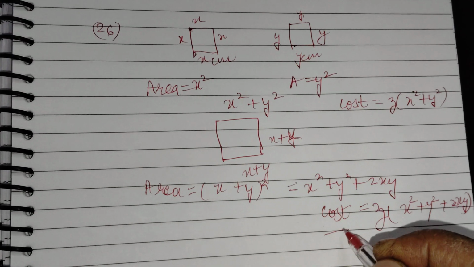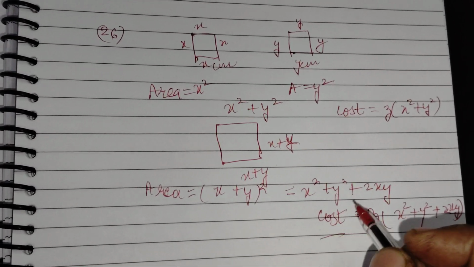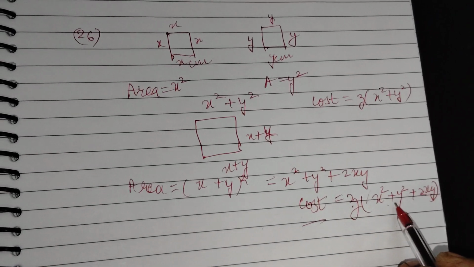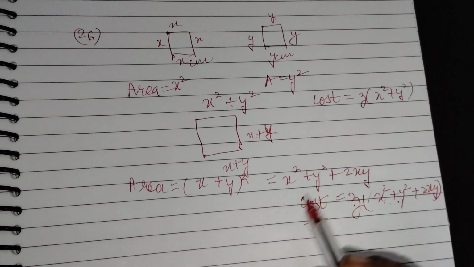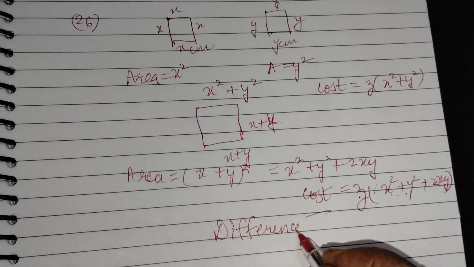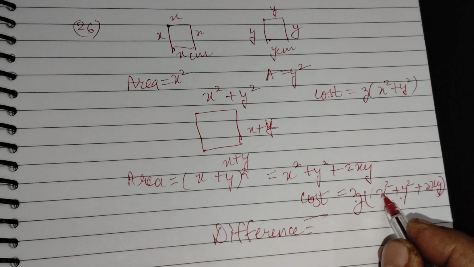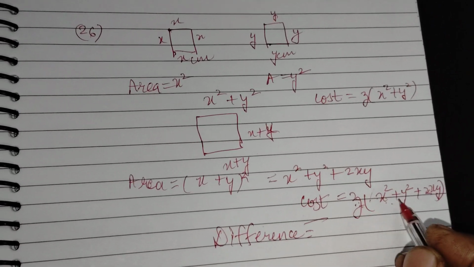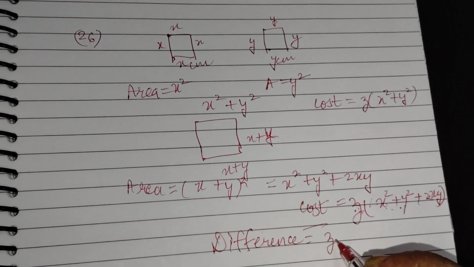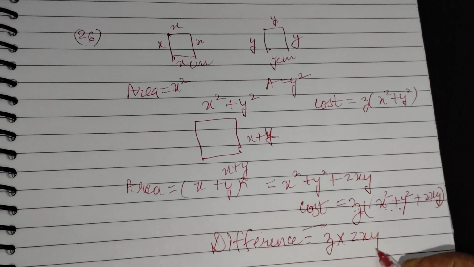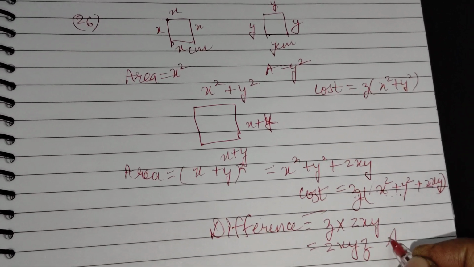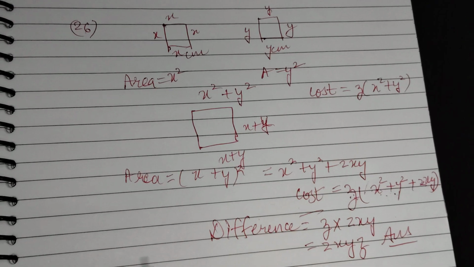So two options are there. What is the difference in price between the two choices? If we multiply z inside both and then find the difference, the zx square and zy square cancel out in the difference. Only left is z times 2 into xy. This is the difference. So 2xyz is the difference, and this is the answer in rupees.